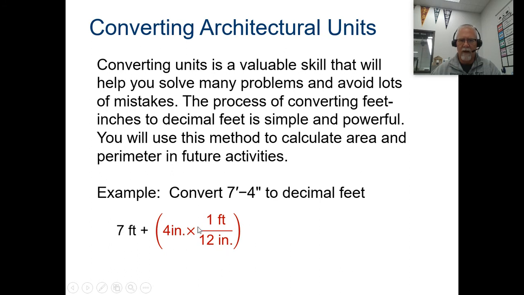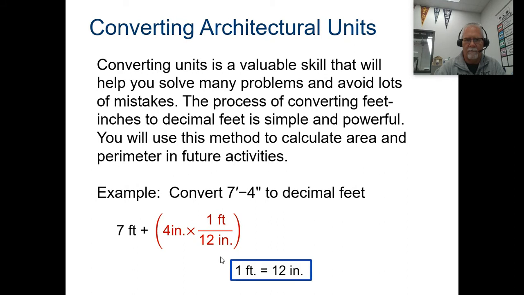4 inches times, and we want to go desired over given, okay? We know that 1 foot has 12 inches in it. So we multiply this times our conversion factor. Our units will cancel, leaving us in feet. So we're basically saying 4 divided by 12. In that case, 1 foot equals 12 inches. Therefore, 7 feet plus the solution to everything in parentheses comes to 0.333 feet. Add those together, we've got 7.333 feet.